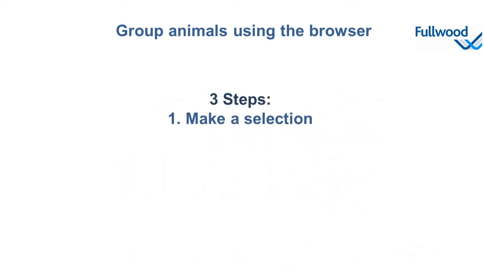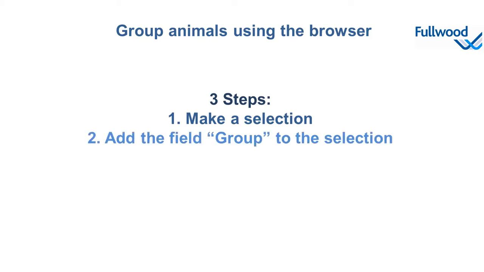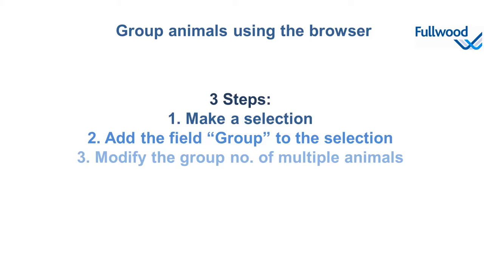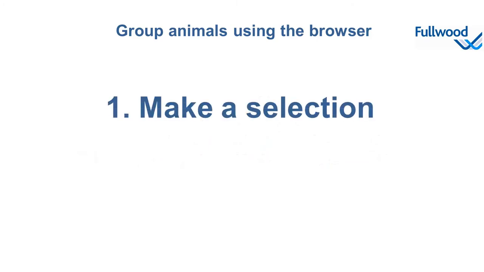First, we're going to make a selection in the browser. Secondly, we add the field group to the selection. And at last, we modify the group number of the animals in the selection. Let's start with step number 1, making the selection.